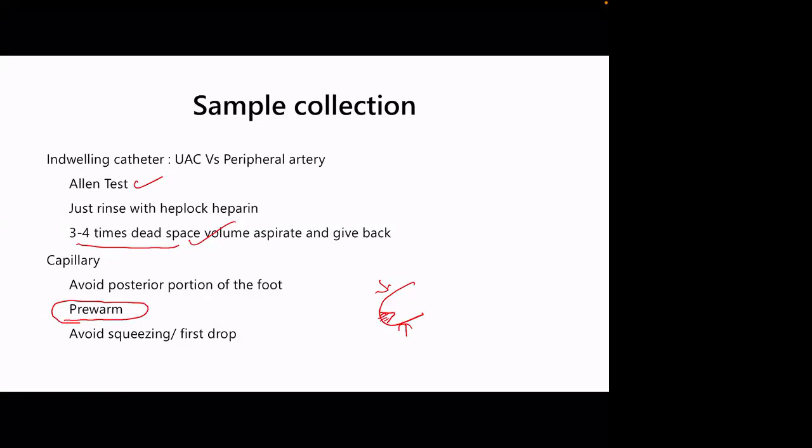In an arterialized capillary, the blood is flowing from the artery to the capillary directly, and hence the blood flowing in the capillaries will be similar to that in the artery. Hence, we can get near arterial blood gas reports from a capillary sample, and we have to avoid squeezing the area for taking the sample, and we have to avoid the first drop.